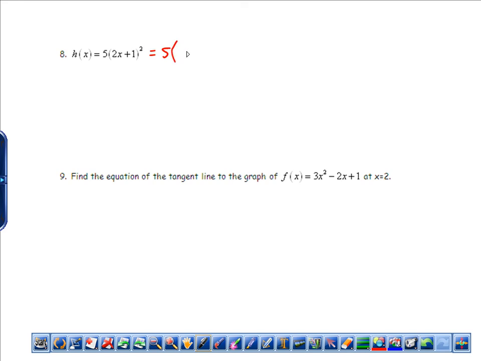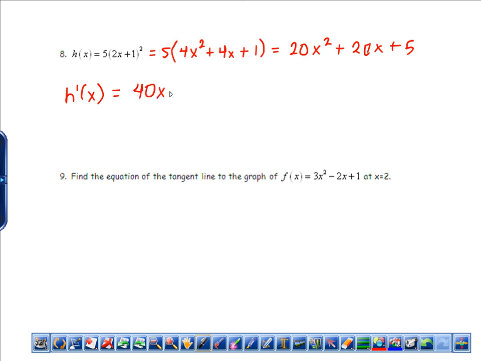So when I square 2x plus 1, that is going to give me 4x squared plus 4x, plus 1. Take as many steps as you need to do this. And when I multiply 5 through, I get 20x squared plus 20x plus 5, which you should be able to do the derivative of. So h prime of x is equal to 40x, just using the power rule, plus 20, and that's it. There's your derivative right there.